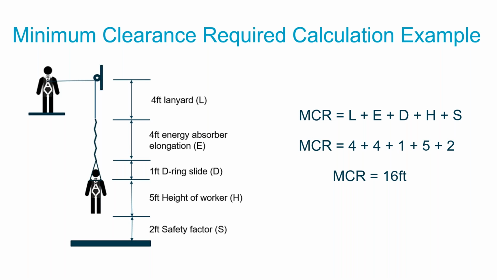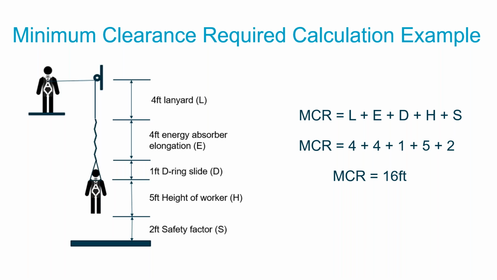Once a worker understands this calculation, it's just a matter of adjusting the variables to suit the situation. For example, if a 5-foot tall worker is using a 4-foot lanyard with an energy absorber elongation of 4 feet, and we keep the D-ring slide and safety factor the same, the worker would need approximately 16 feet of minimum clearance below the anchor point. So regardless of where the anchor is located, the worker requires 16 feet of clearance below that anchor point to safely arrest their fall and prevent them from coming into contact with obstructions below.